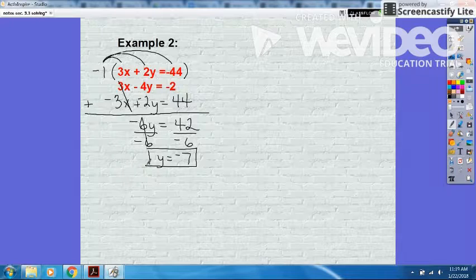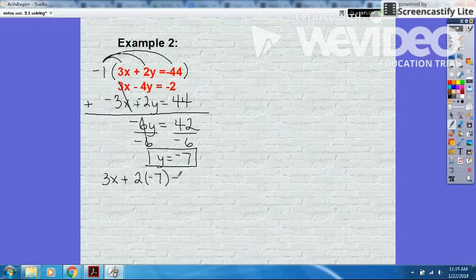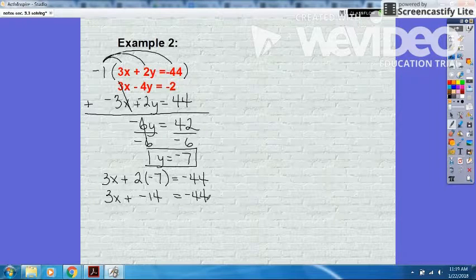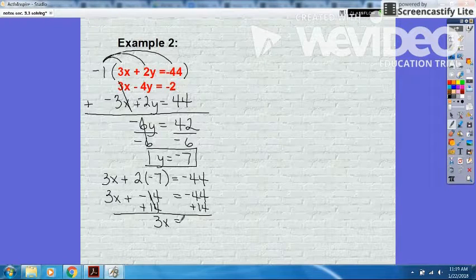Now to figure out what x is, we just substitute -7 back in for y in one of the original equations, and it doesn't matter which one. So I'm going to pick the top one again. So I have 3x plus 2 times -7 equals -44, which 2 times -7 is -14. Now I want to isolate the term with a variable, so I'm going to add 14 to both sides. So I am left with 3x equals -30, and then divide both sides by 3. So x is equal to -10.